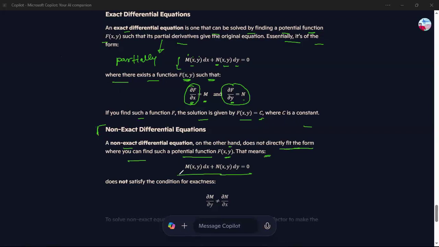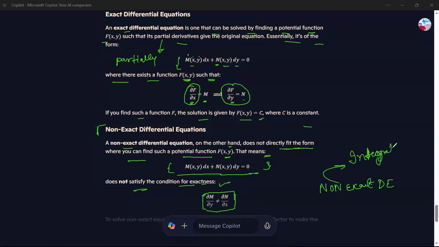That means if the differential equation is in this form and does not satisfy the condition of exactness, that the partial differentiation of M with respect to y and the partial differentiation of N with respect to x will not be equal, then the differential equation will be non-exact. And to solve these non-exact differential equations, we have to multiply an integrating factor with them. Okay.